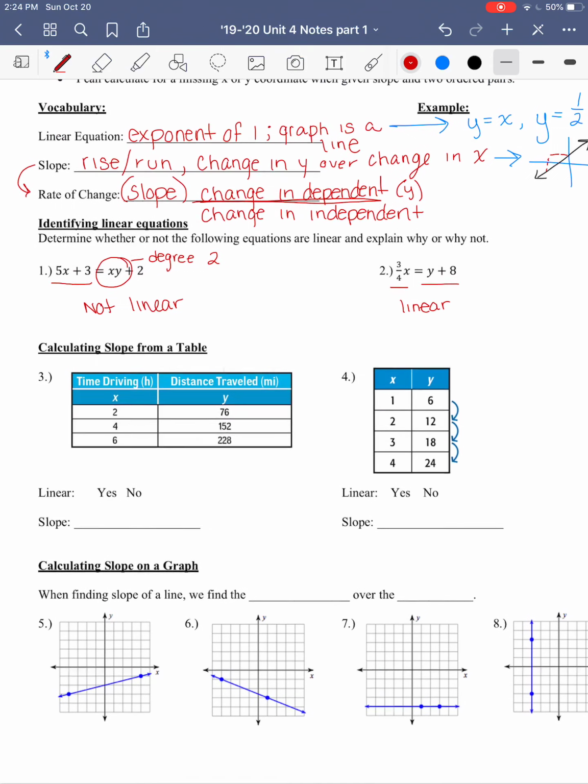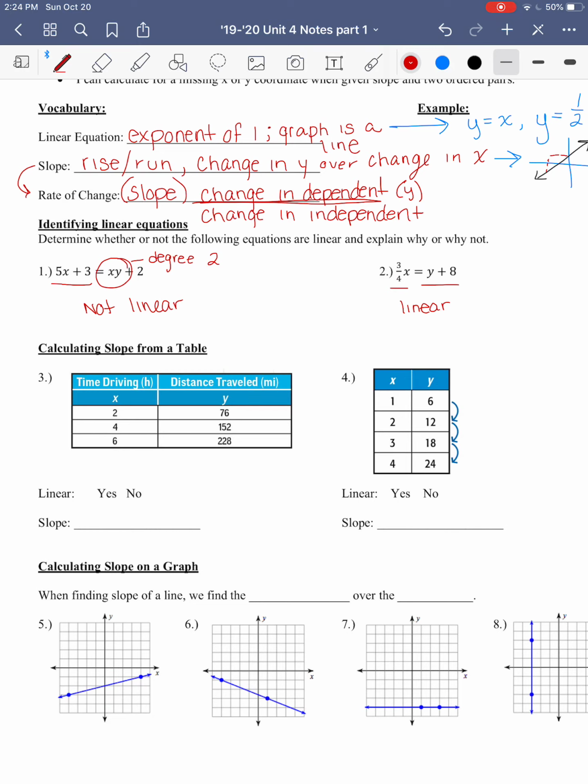So now let's take a minute and calculate slope from a table. When we're calculating it from a table, it's always your change in y over your change in x. And it should stay consistent, okay? So let's see. Our change in y in the first one, in my calculator, I'm going to do 152 minus 76. And that gives me a difference of 76. And then from 2 to 4, that's a difference of 2. So that's a ratio of 76 over 2, which just reduces to 38 over 1. So right now my slope is 38 over 1.